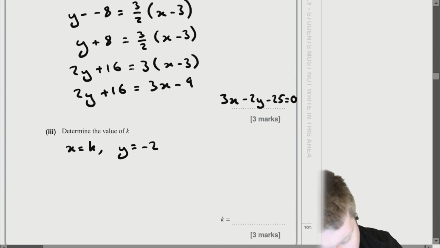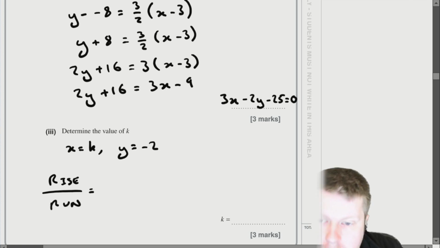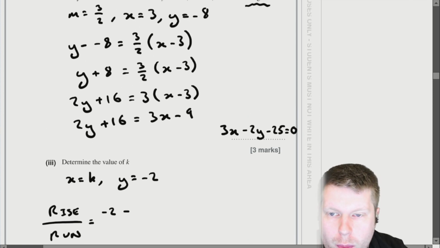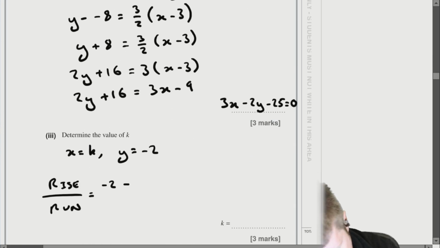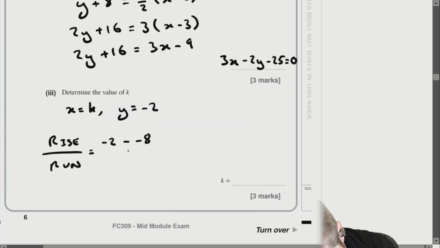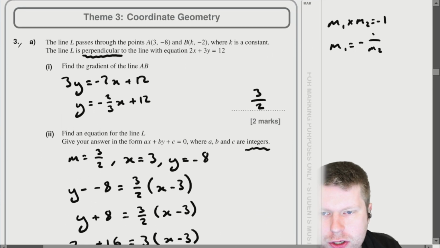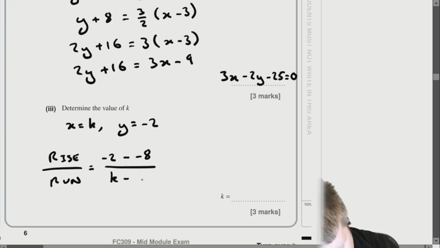Now I'm actually just going to do the gradient method, so I'm going to say rise over run, which in this case is going to be the difference in the y's, so it's going to be negative 2, take away the y coordinate from our other point, which was point A, so we're going to take away 8, divided by the run, which is just going to be k, take away the x coordinate of our other point. If I scroll up, you can see that that is just 3. Okay, so it's going to be k minus 3.